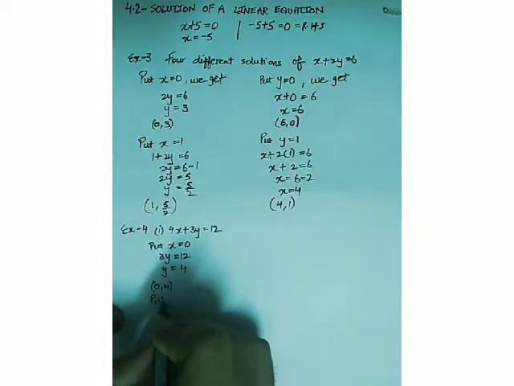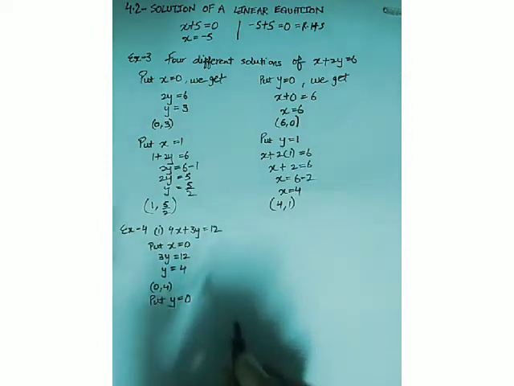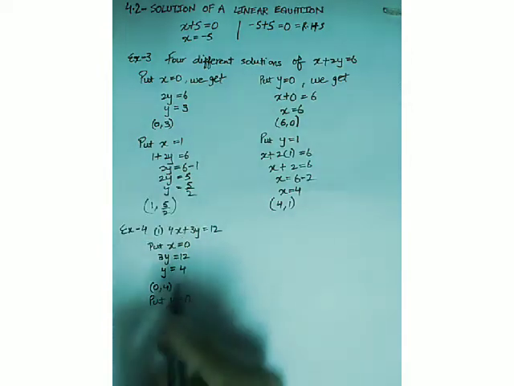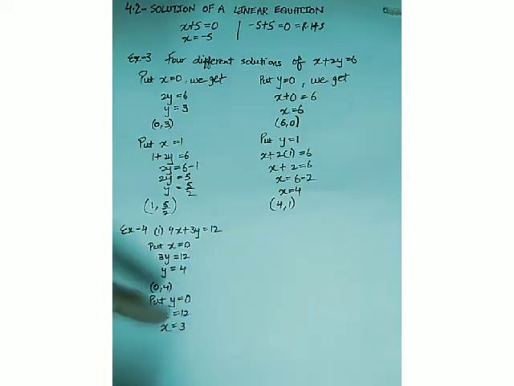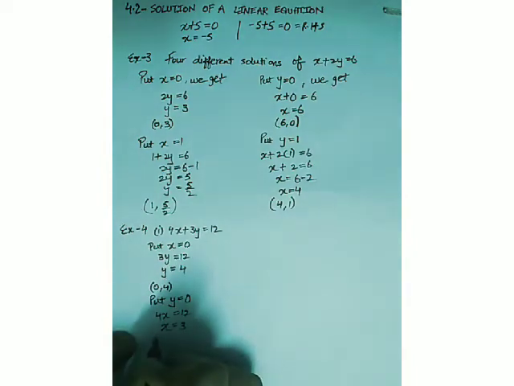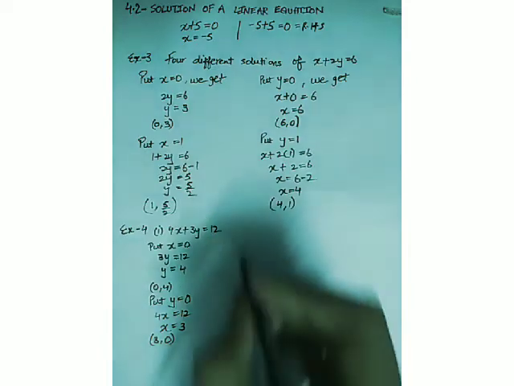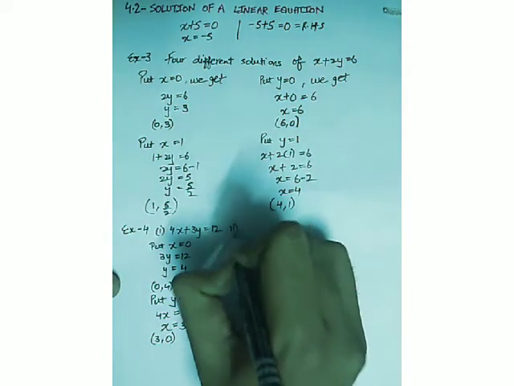Now for the second set, put y is equal to 0. What will you get? 4x plus 0 is equal to 12. It means 4x is equal to 12, and x will be equal to 3, because 12 upon 4 is 3. Your second set becomes (3, 0). So you have got 2 solutions. Clear? Now let's move to the second equation.